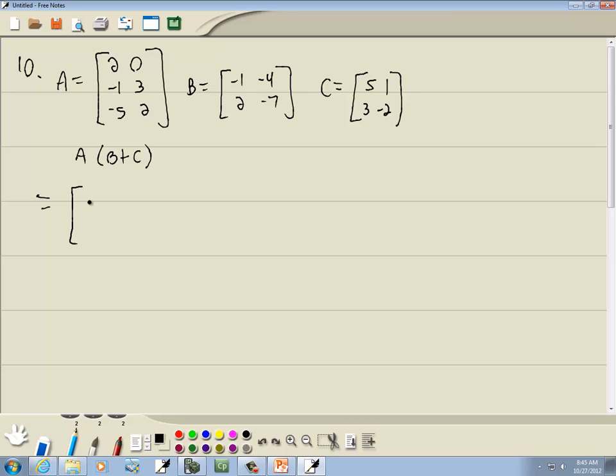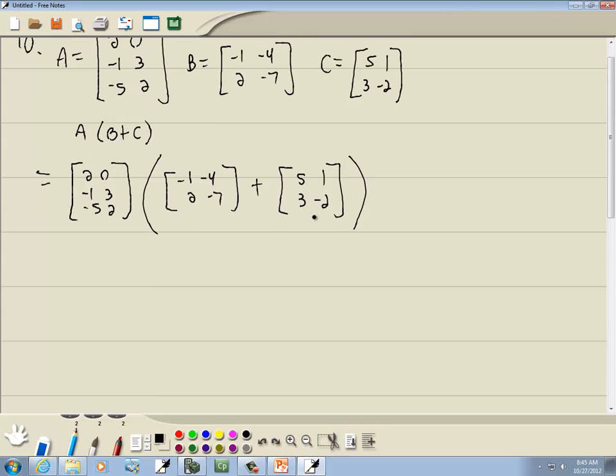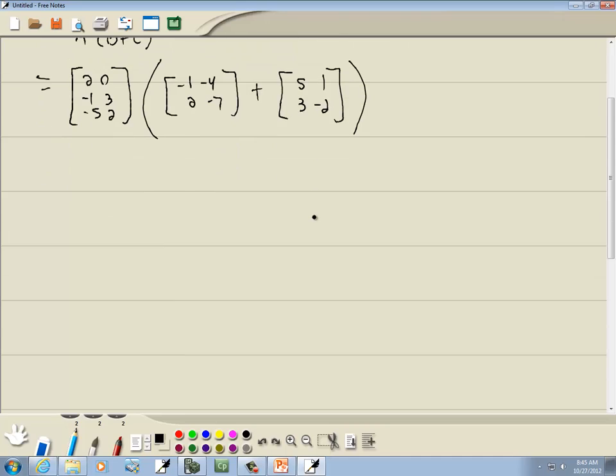Well, I got A, which is 2, 0, negative 1, 3, negative 5, 2, times B, which was negative 1, negative 4, 2, negative 7, plus C, which is 5, 1, 3, negative 2. Double checking my signs. Okay. I'm going to add these matrices together. So we'll add together the corresponding entries. I won't show all the steps because you've seen enough of them now. I think you got it.